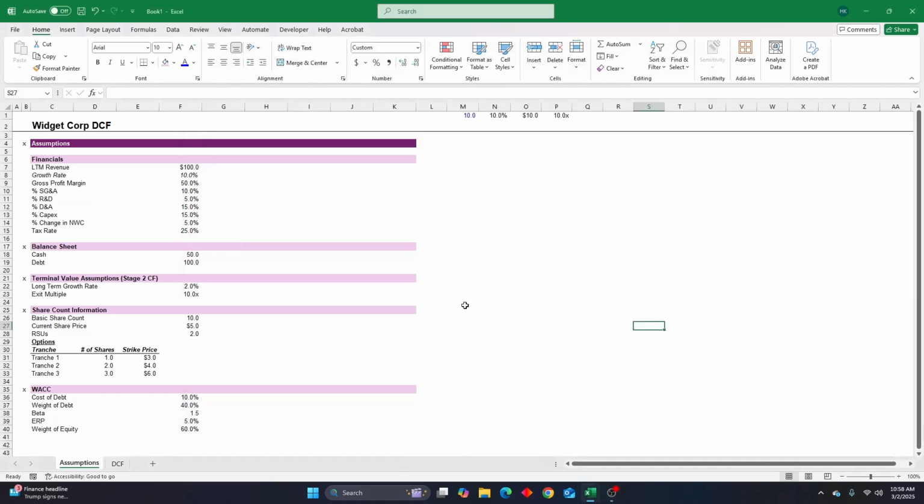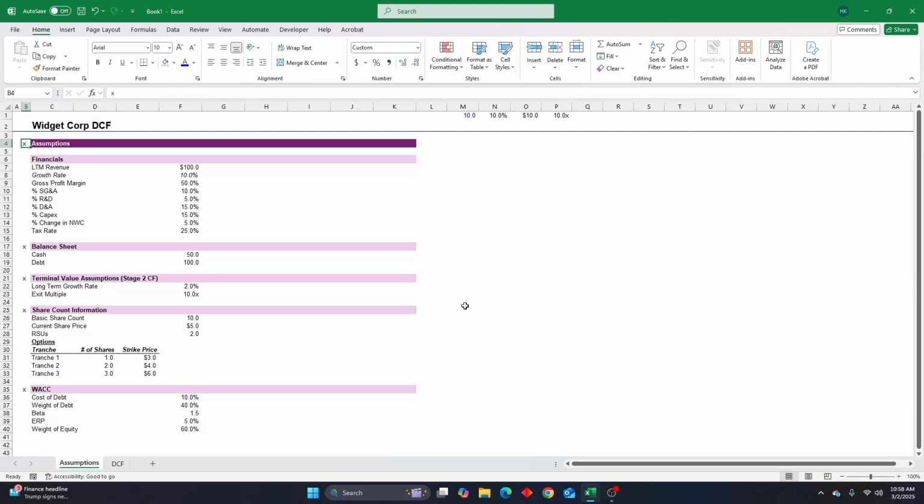Hello. Today we're going to be doing a basic walkthrough of what a DCF looks like for this fake company, Widget Corp. Starting things off, I've laid out the key assumptions that we're going to need. So we have our financials, where we've had last 12 months revenue of $100. We're assuming a 10% growth rate for that. For everything else, we're going to assume that it stays the same as a percentage of revenue.